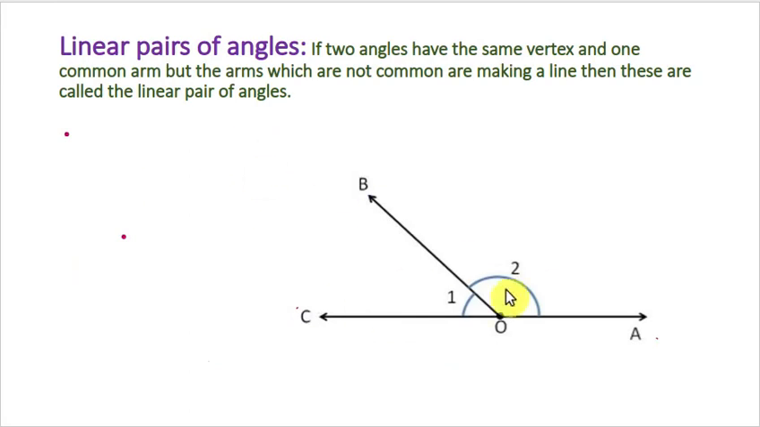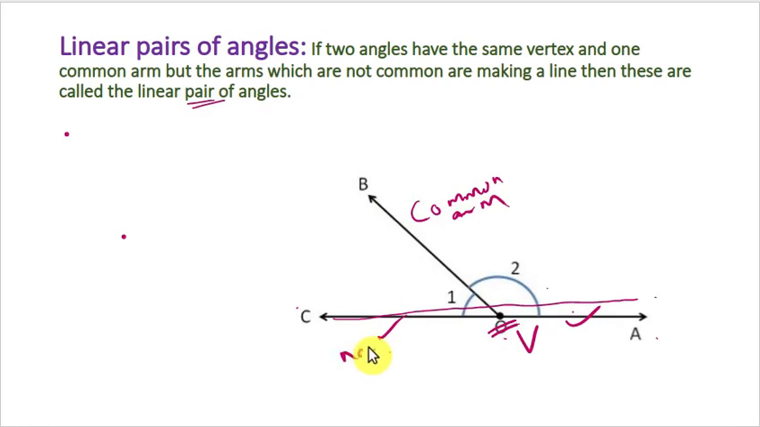Next, coming to linear pair of angles. If two angles have the same vertex and one common arm, and the arms which are not common make a line, this is called a linear pair of angles. Once more: this is one angle, this is another angle. These two angles have the same vertex and a common arm. These two are non-common arms. These non-common arms make a line. This is called a linear pair of angles.